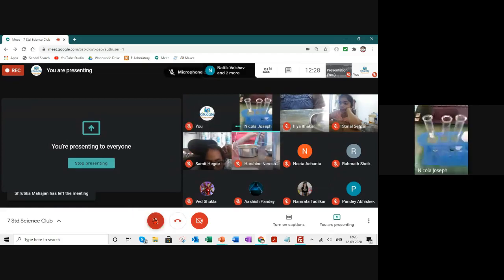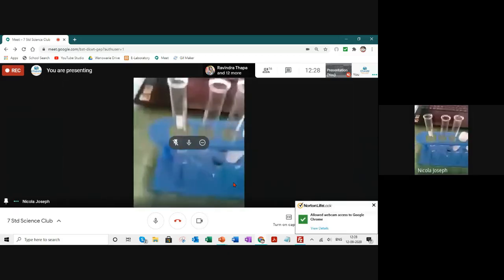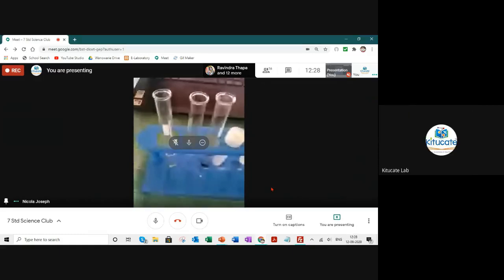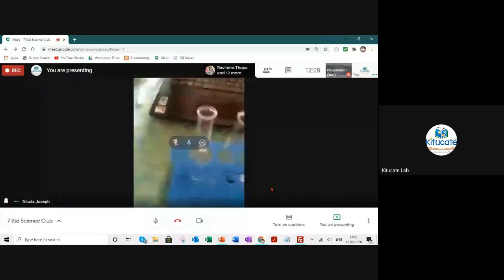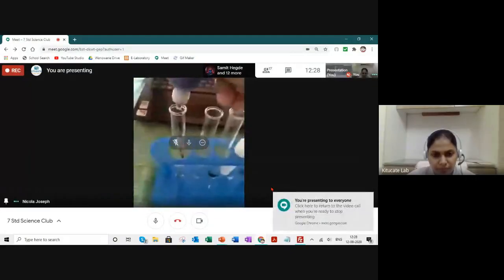So I have added water to the test tube. Okay. Then I'll be adding universal indicator. So Nicola ma'am has taken water in 3 test tubes.